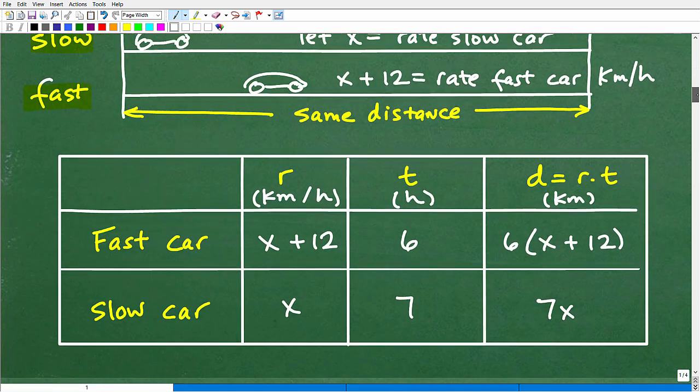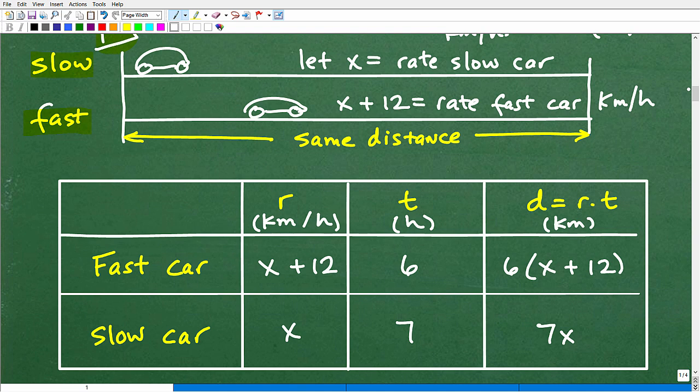Now what you can do is build yourself a nice chart, a nice table. This comes in handy. We have our cars: a fast car and a slow car. We're going to categorize the rate, the time, and the distance for each of these cars. Let's start with the slow car first down here.